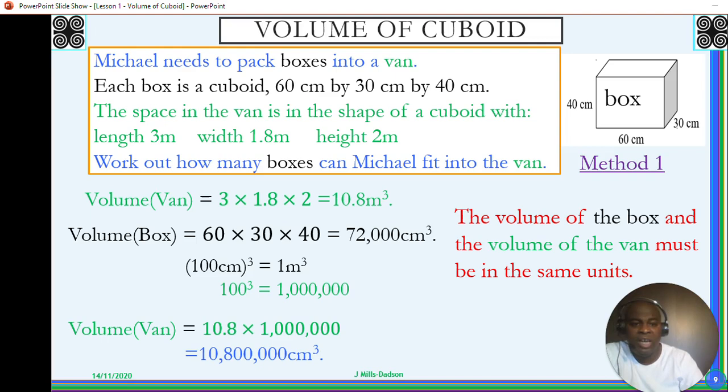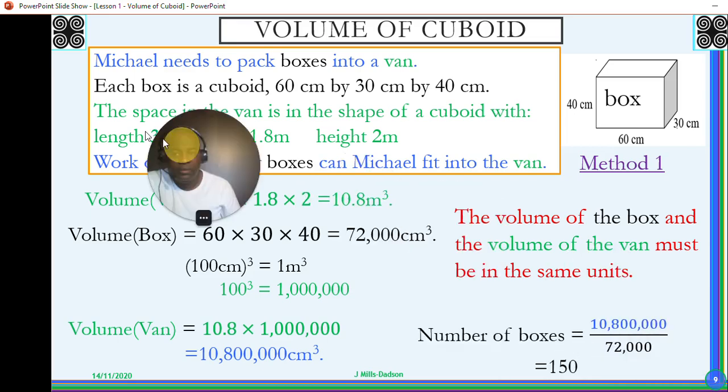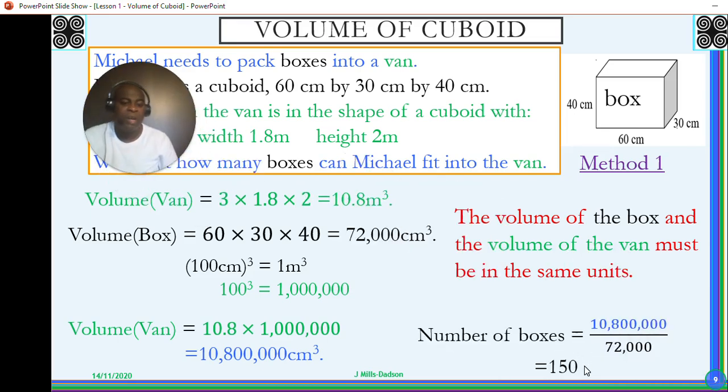Now to investigate how many boxes, I'm going to divide the volume of the van by the volume of the box. And if I divide, I'm going to have 150 boxes. So that means that 150 boxes could fit inside the van. That's the first method, where you have to do the conversion like this.